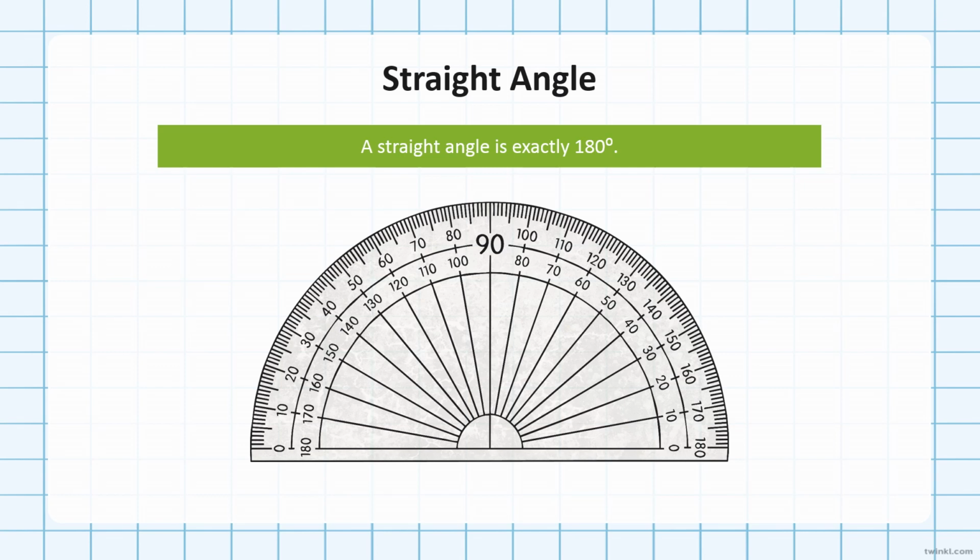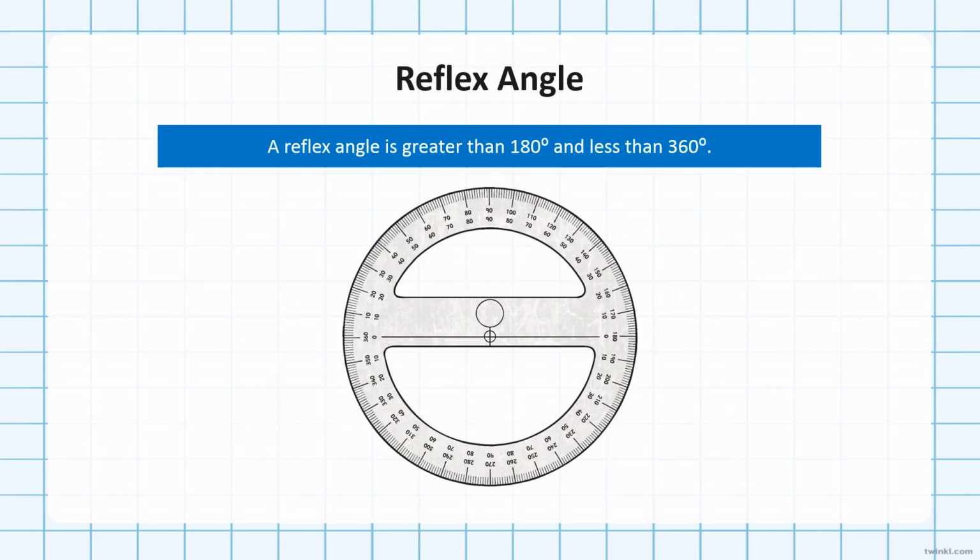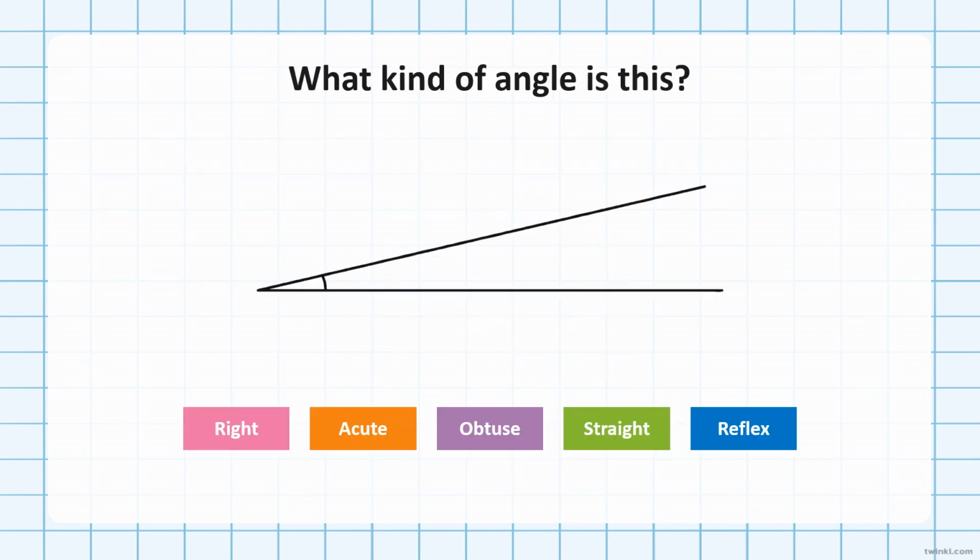A straight angle is exactly 180 degrees. A reflex angle is greater than 180 degrees and less than 360 degrees. What kind of angle is this? It's an acute angle.